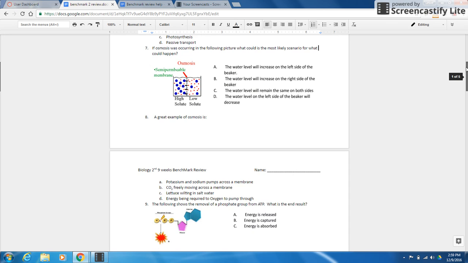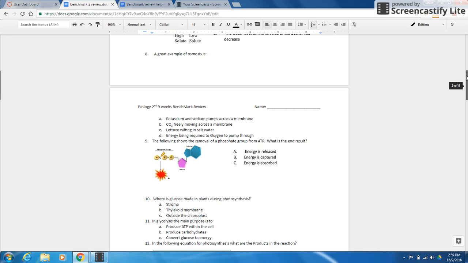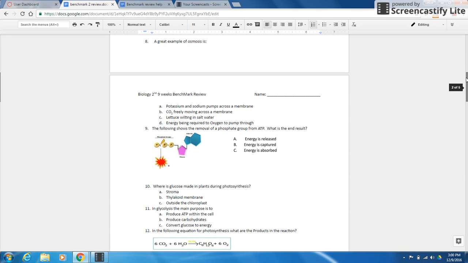So that is the answer. Number 8, a great example of osmosis is what? In this case, the only thing when we're dealing with osmosis is the net movement of water, and it is passive, so it requires no energy whatsoever.